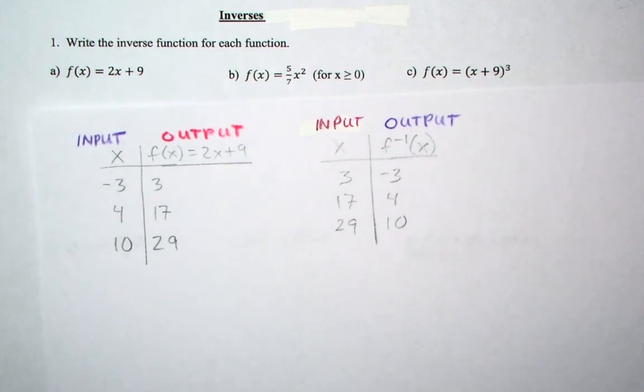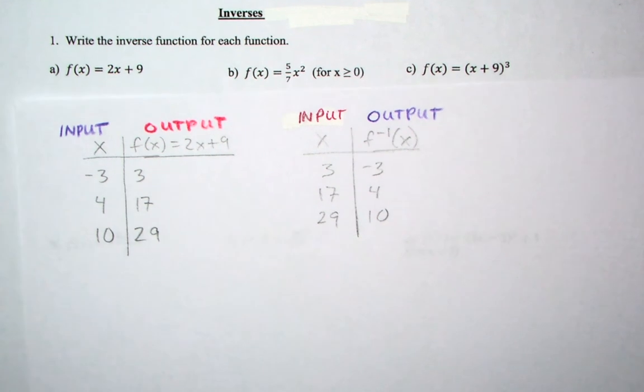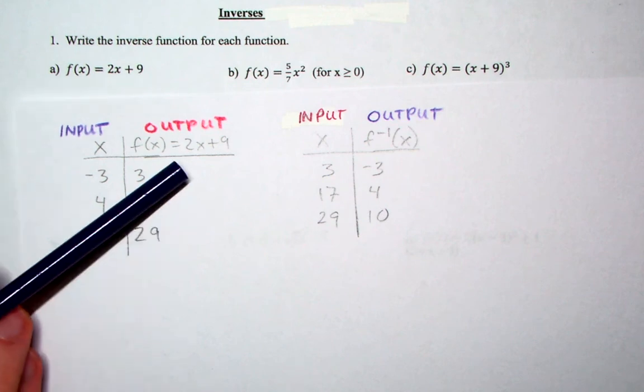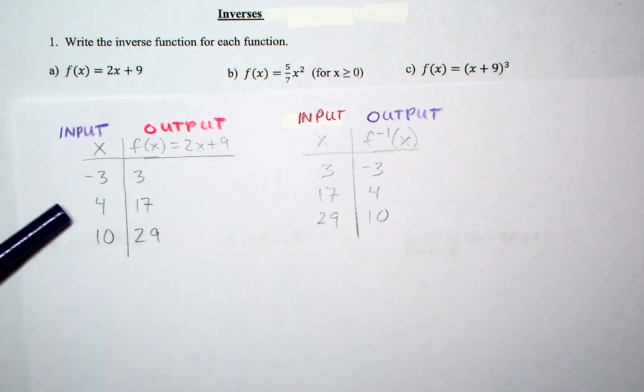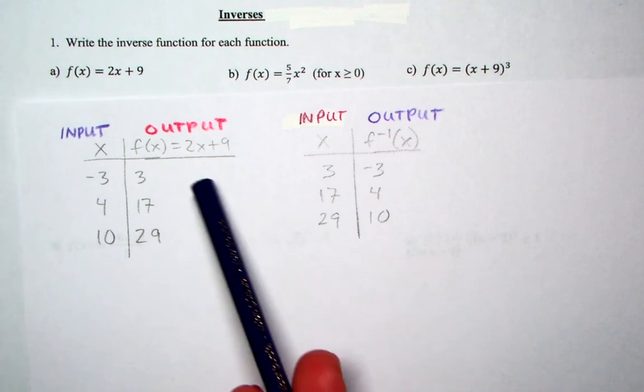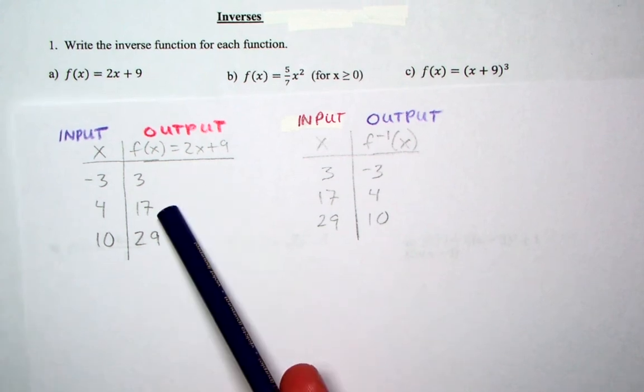So in this table, the inputs are negative 3, 4, and 10. And the outputs are 3, 17, and 29, respectively. So when I substituted negative 3, I doubled the value and then added 9. When I substituted 4 into there, 2 times 4 and then add 9 gave us 17, and so on and so forth.